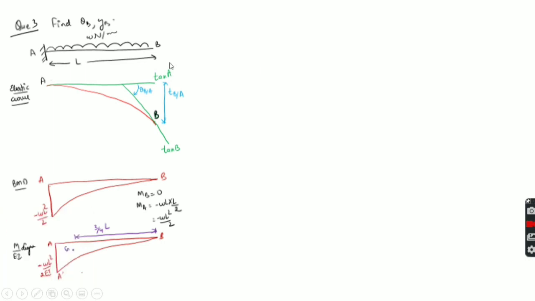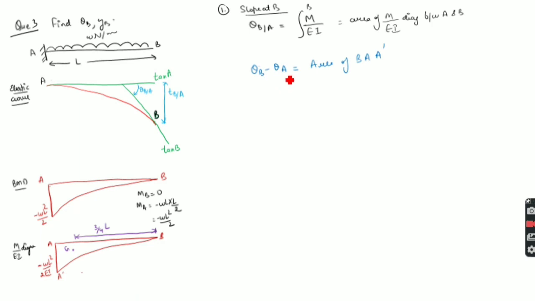Now we want to calculate theta BA, theta B. So theta BA will be theta B minus theta A, which is equal to the area of the bending moment diagram between A and B, because we have taken the 2 points at A and B. So this covers the whole portion of the beam. So area of BAA dash. Now this is a semi-parabolic area, right? So the area of this type of shape is 1 by 3 B into H.